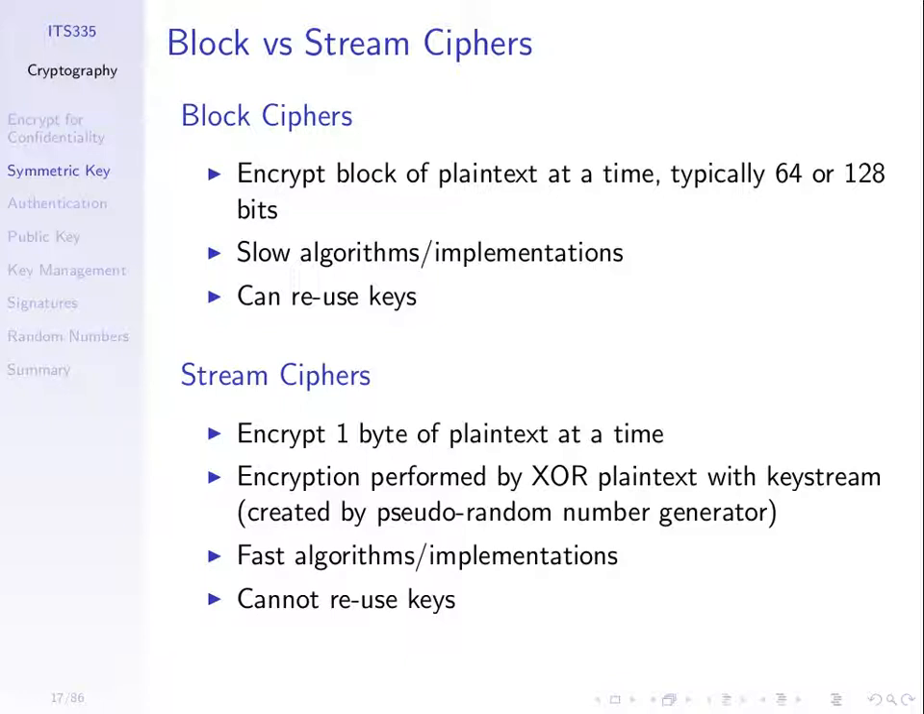So for some applications, the block ciphers were not fast enough. So the other approach was called stream ciphers, where they encrypt either 1 byte or even 1 bit at a time. And they use different designs to do stream ciphers. Often they use exclusive OR.